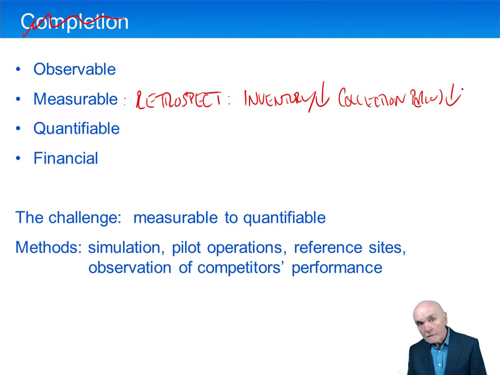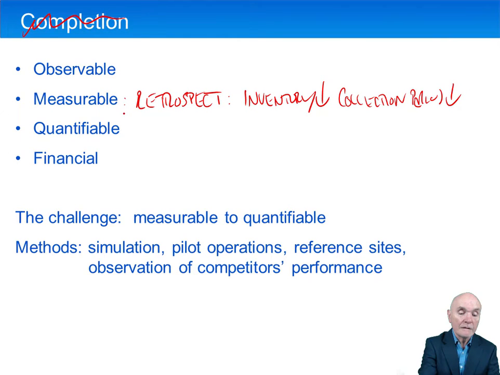We can measure it, of course. Retrospectively, we can say average inventory has fallen from 5 million to 4 million. Average collection period has fallen from 49 days to 37 days, or something of that sort. But it's going to be often very difficult to predict what that's going to be. And if you can't really predict it, again, it's not much use for a cost-benefit analysis.